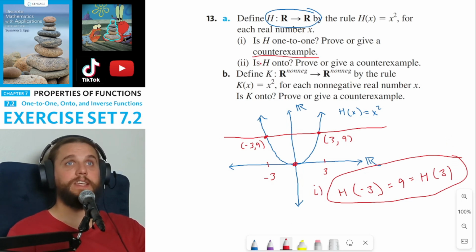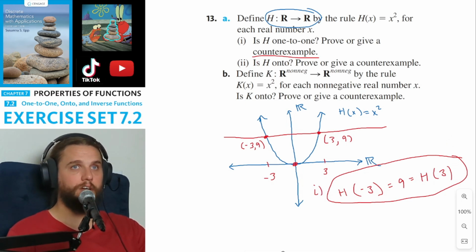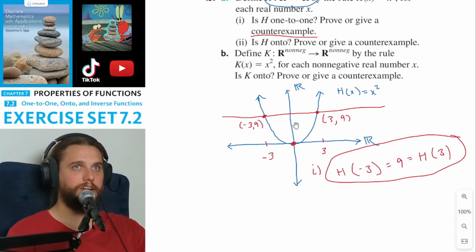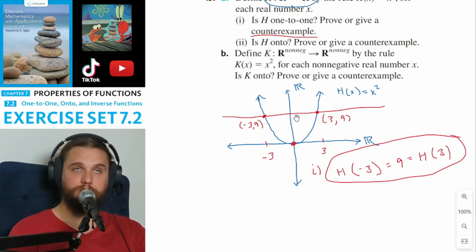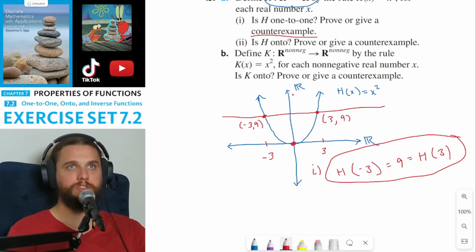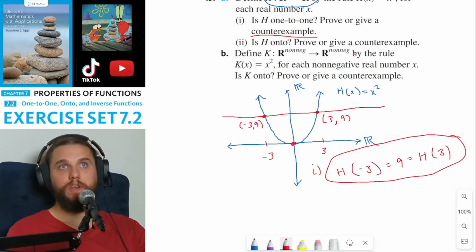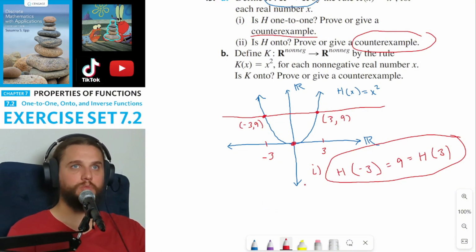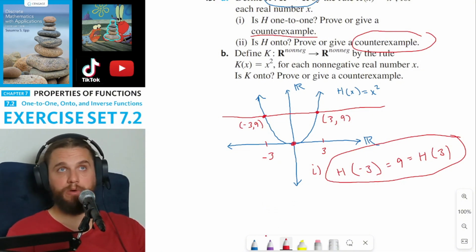The second part is, is h onto? Prove or give a counterexample. Meaning that is every element in this y-axis here an output of this function? Well, the range of this function is not the entire y-axis. The range of this function only goes from 0 to infinity. So no, the function's not onto, but we need to be able to provide a counterexample, meaning that we need some element in the codomain, some element on this y-axis that's not an output. And I think a really good one is -1.